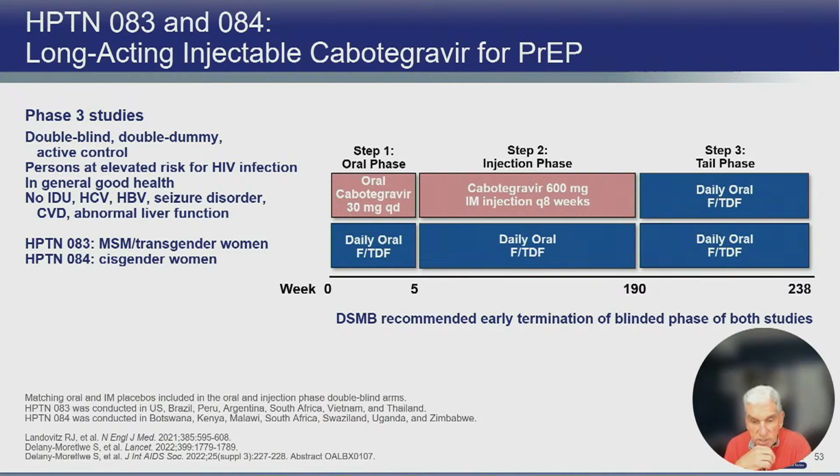What you see here is the results of the comparison of oral FTC-TDF with cabotegravir in studies looking at both men and women, HPTN 083 and 084. They indicated such success rates compared to FTC-TDF that in both studies, the DSMB recommended termination of the blinded phase.